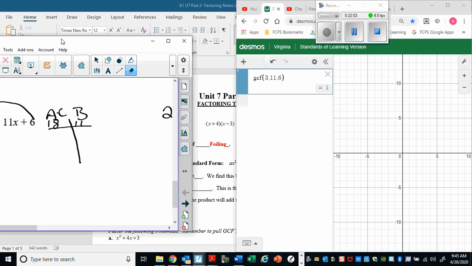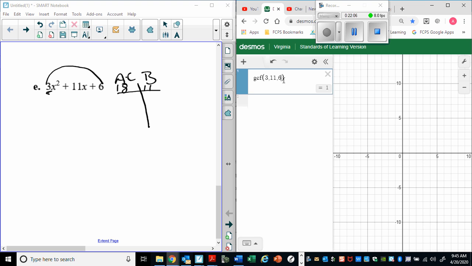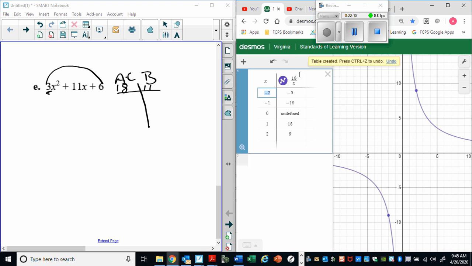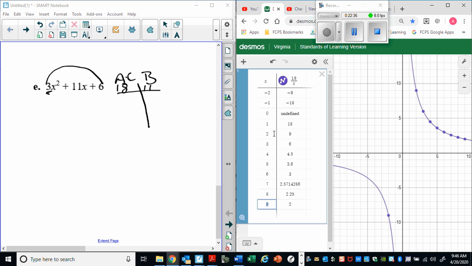I'm just going to go through this one using all decimals, okay? So I need the factors of 18. How do I get that? I do 18 divided by x. I know you guys are answering those questions. So we're looking for the factors of 18. All right, so we have 1 and 18, 2 and 9, 3 and 6. And then it becomes decimals, and then it repeats. So these are the 3 we're going to use.